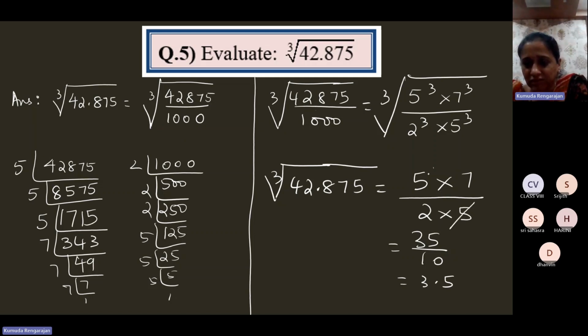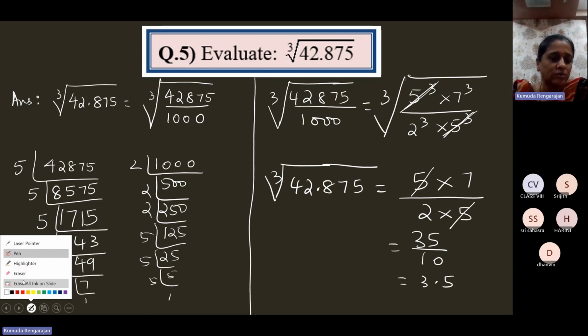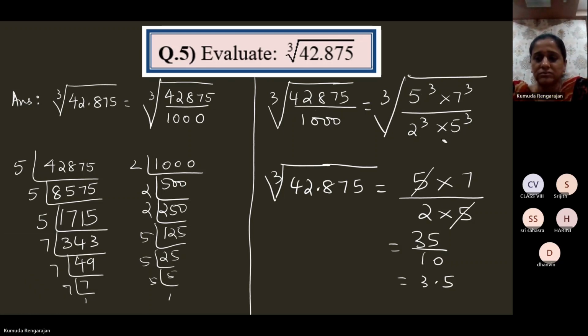You can even cancel 5 and 5 here, or you can even cancel 5 cubed and 5 cubed here. You can simplify, right? You can cancel equals from the numerator and denominator. So you can cancel this 5 cubed and 7 cubed, then you will get 7 by 2, 3.5. So it's all the same. It amounts to the same thing. 35 by 10, which is 3.5. So you may have some doubts, questions, please ask me. 3.5 into 3.5 into 3.5 is 42.875.